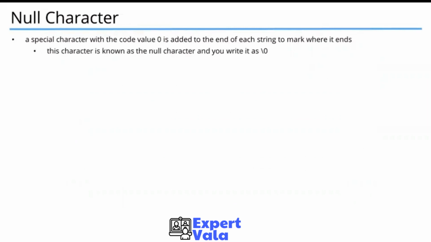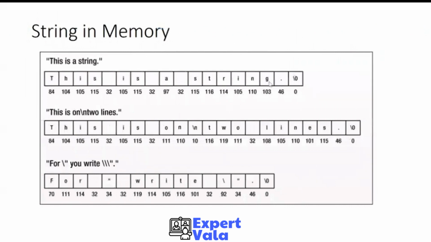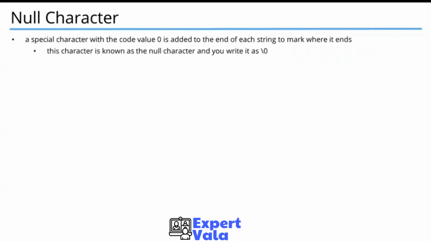It's a special character with the code value 0. It's added to the end of each string so that the compiler knows where it ends, and also when you run it. This character is known as the null character. And you don't just put a 0 in it, you put a backslash 0. That's what was in the previous slide at the very end, and it could be anywhere in memory. Depending on where it is in memory, a function is going to look until it sees that backslash 0, and it may display it or manipulate it if you are using different string functions.